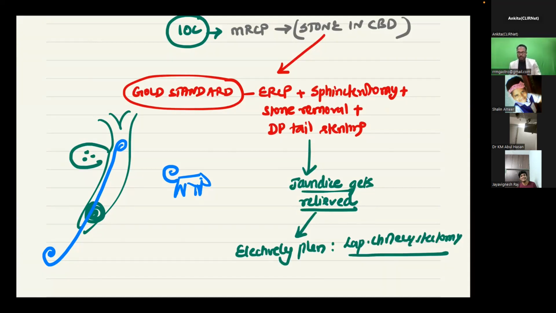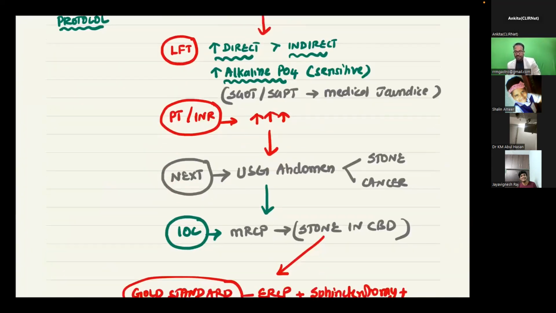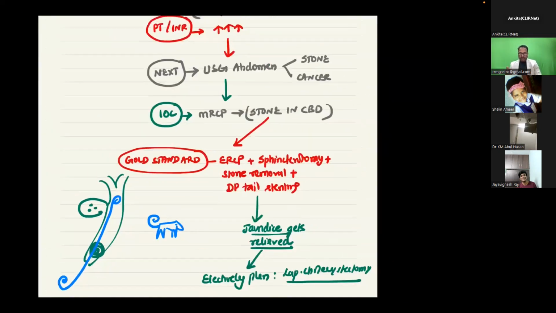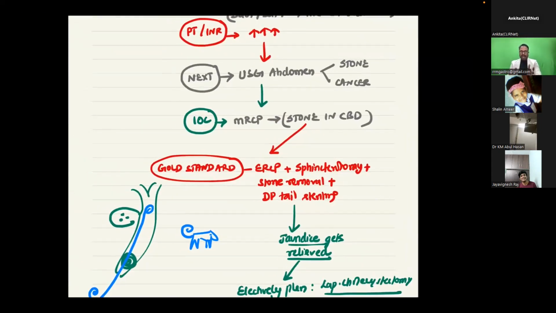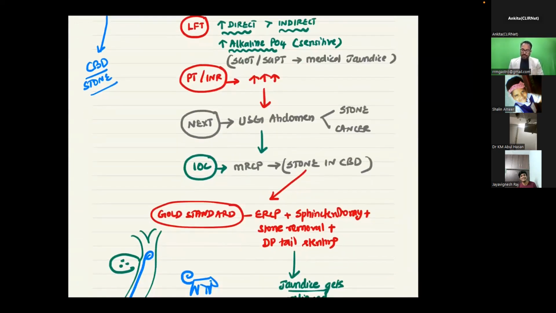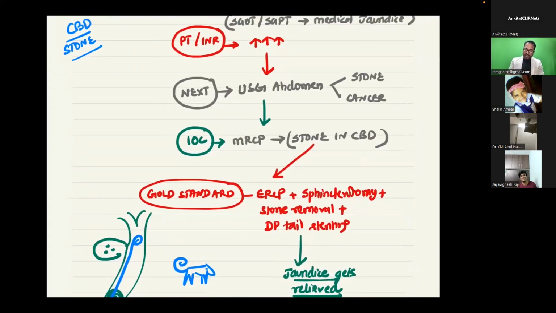So this is a protocol. If a patient is coming to you with obstructive jaundice, how will you proceed step by step? Since the common cause we see in Indian practice is stones, I'm telling you the protocol in the management of CBD stone. This protocol is for CBD stone. You are doing an evaluation: direct bilirubin is elevated, alkaline phosphatase is elevated, prothrombin time INR is elevated.